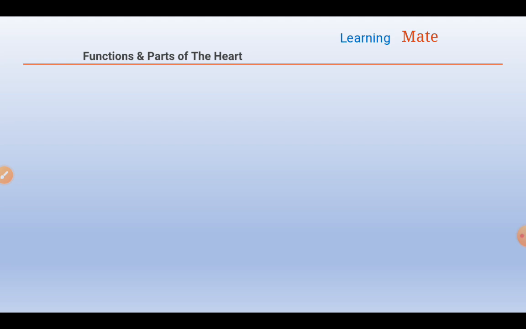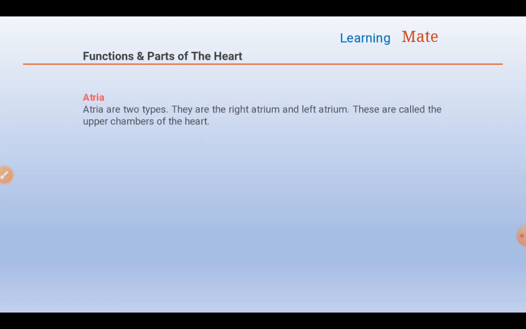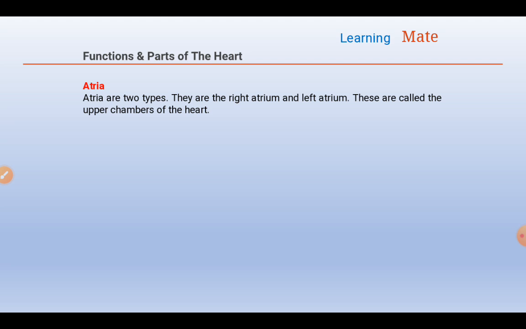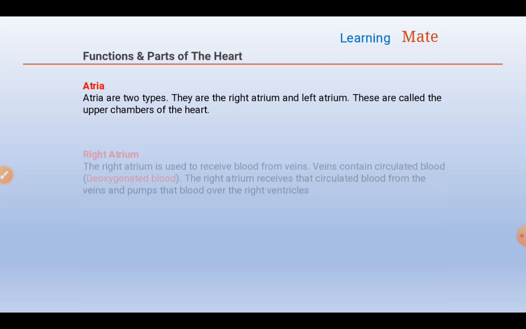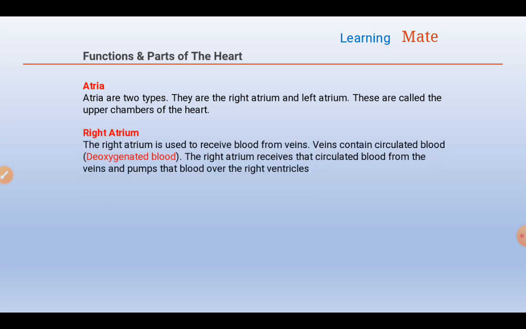Functions and parts of the heart. The atria are of two types, the right atrium and the left atrium. These are called the upper chambers of the heart. The right atrium is used to receive blood from veins. Veins contain circulated blood, in other words, deoxygenated blood. The right atrium receives the circulated blood from the veins and pumps that blood into the right ventricle.